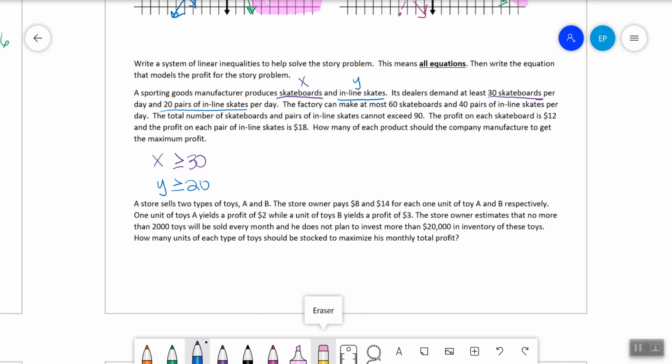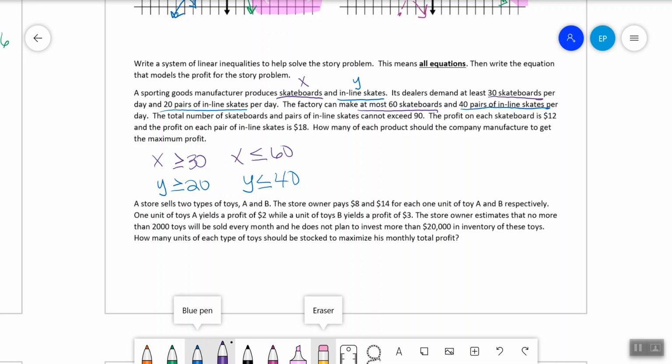The factory can make at most 60 skateboards and 40 pairs of inline skates per day. So that means at most y would be less than or equal to 40. And then x would be less than or equal to 60.